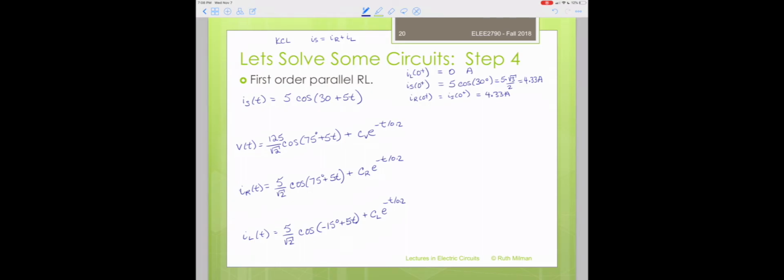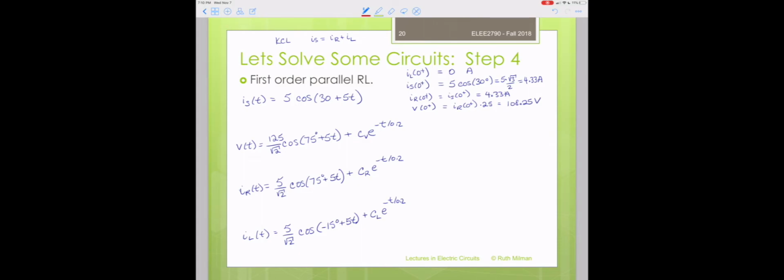Now, with that current in the resistor, we're able to figure out the voltage in all the branches at time 0, because the voltage in the branches can be calculated by looking at the voltage in the resistor. V equals IR, so this is simply I at 0 positive times the actual value of the resistance, which is 25. So looking at this together, we have 4.33 times 25, and that gives us a value of 108.25.